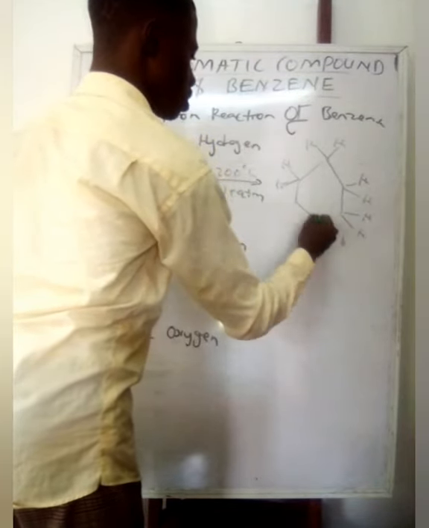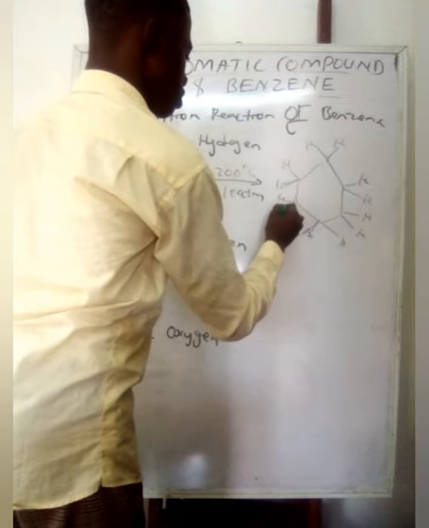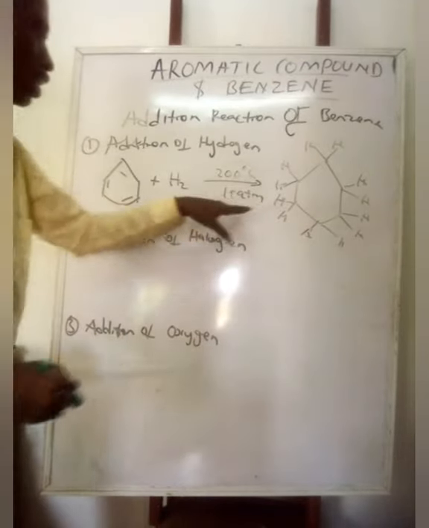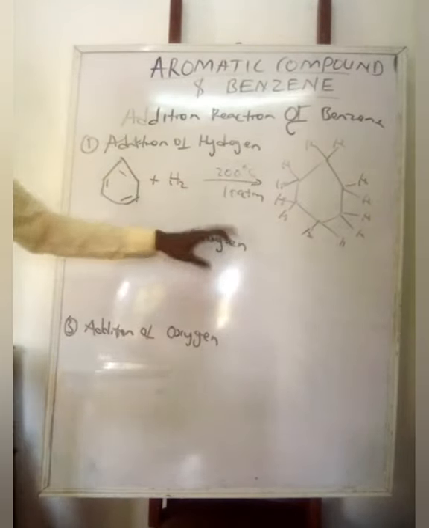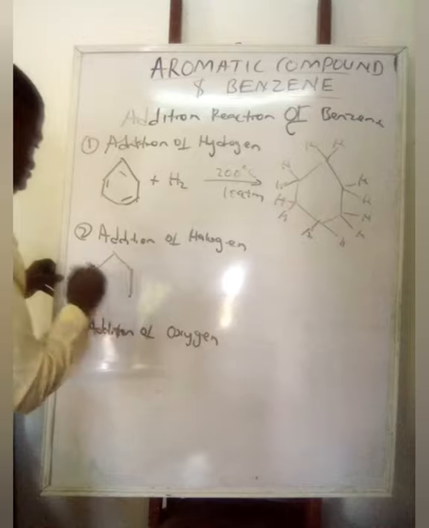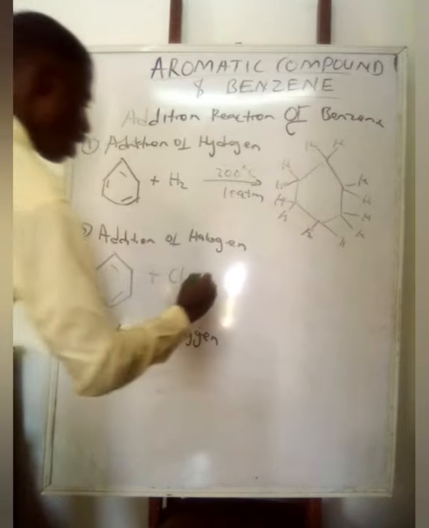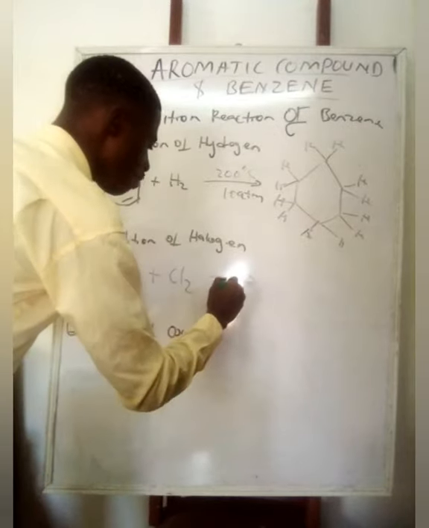No mechanism for this. Now you're going to form cyclohexane at this condition. Now for addition of halogen, you'll be having a benzene reacting with, let me say, Cl2 at radiation of light, or they can use hv.